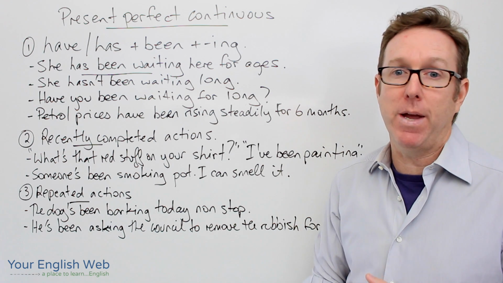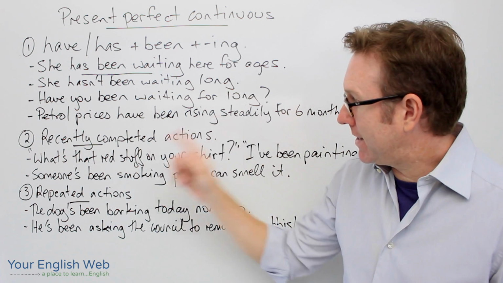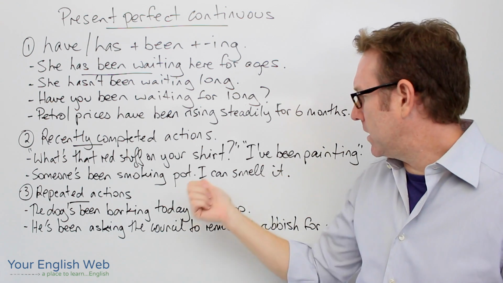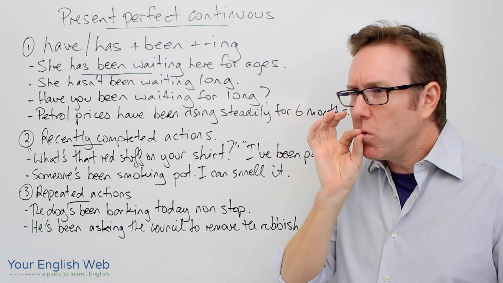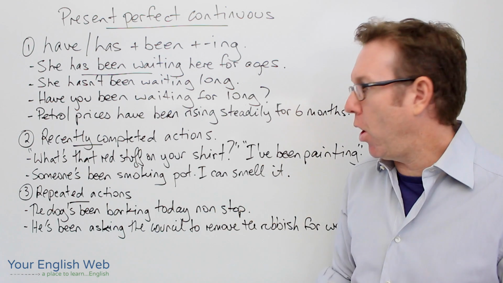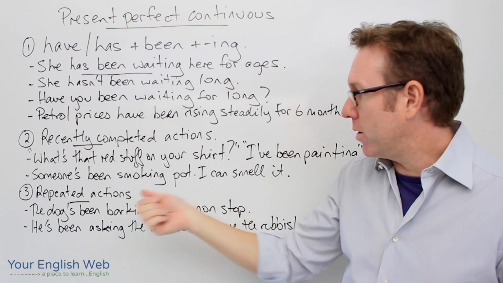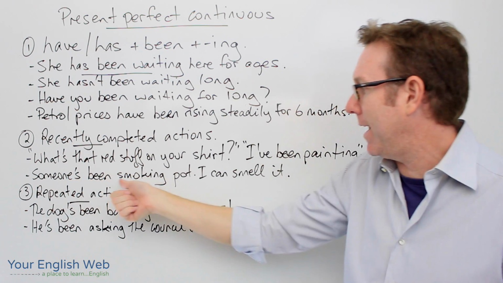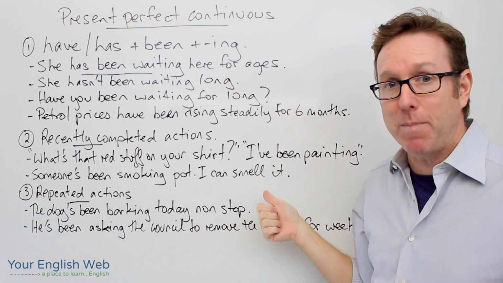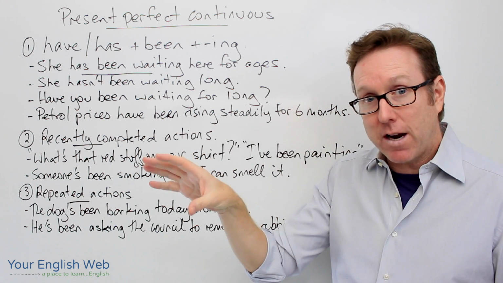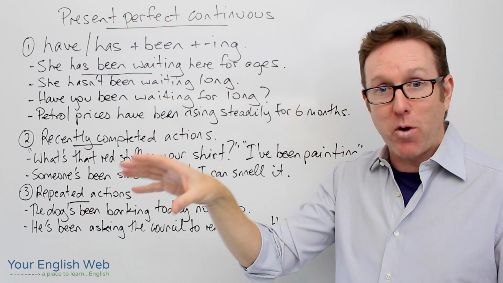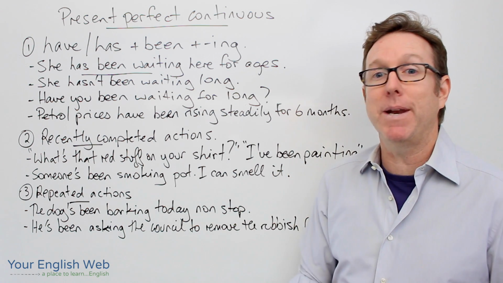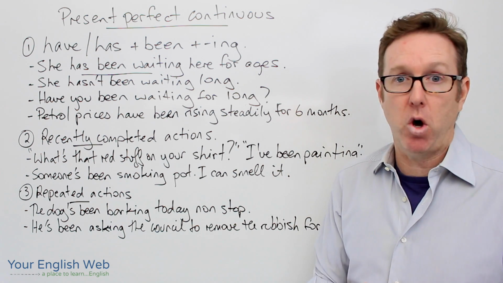I have been painting. The second example: someone's been smoking pot. I can smell it, okay? Somebody's been smoking a joint or smoking pot. The smell is in the air. You can still smell it. Somebody has been smoking pot. I can smell it. Again, not necessarily still smoking at this particular moment. We don't know, but we can smell it. So somebody has been smoking pot.